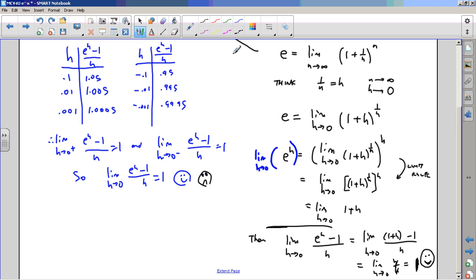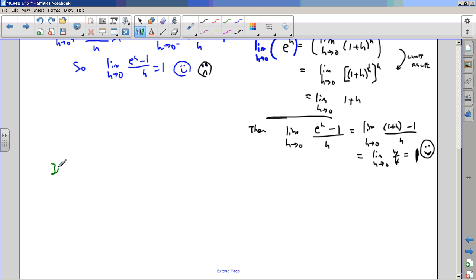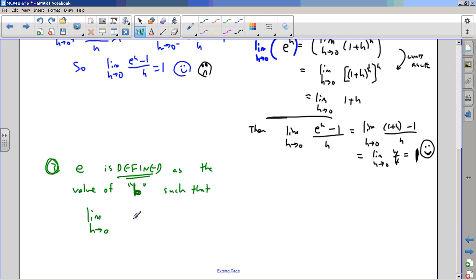Now, as it turns out, neither of these are the real reason why this limit is true, although they both explain it just fine. Here's the third and maybe kind of strangest reason. E is defined as the value of b, a base b, not a 6 there, that's a b, so that the limit as h tends to 0 of b to the h minus 1 over h is 1.